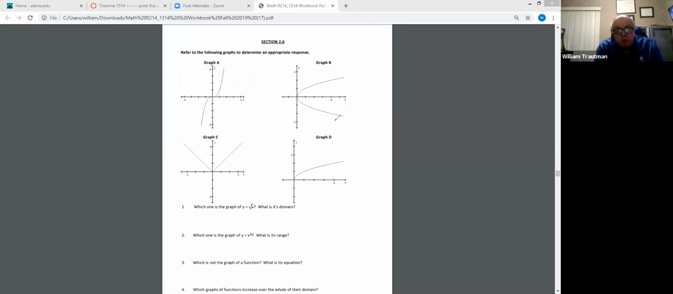And then there's one more question. Part 4 says, which function increases the entire domain? A, B, C, or D? It's hard to see, but D just goes up. It goes up and to the right. So D increases. But so does A. It's really hard to see.